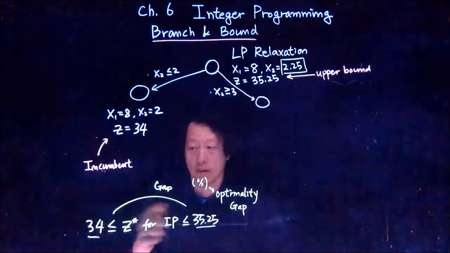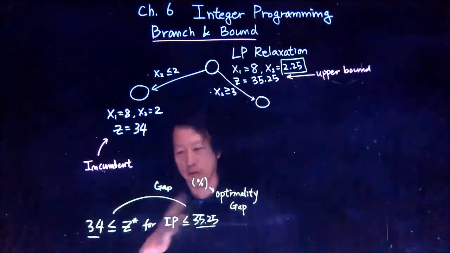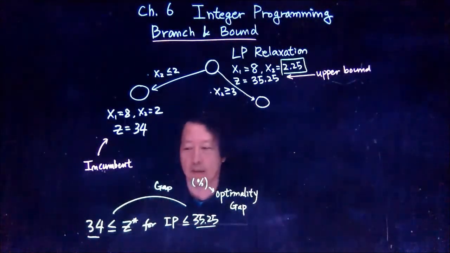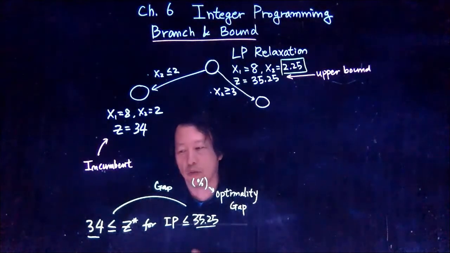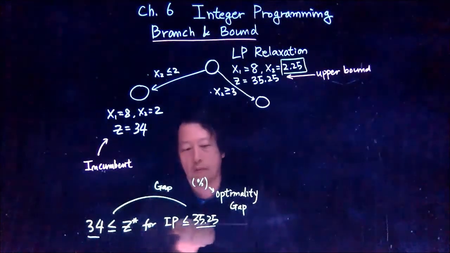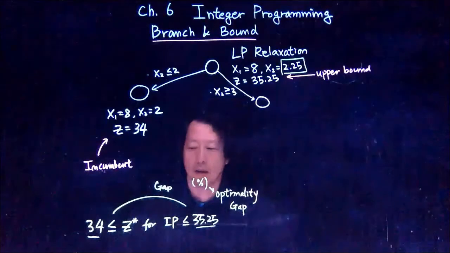Right now this is pretty good, right? 34 and 35. Maybe we can find a better solution. It will be greater than 34. Maybe we can find a z value of 35.